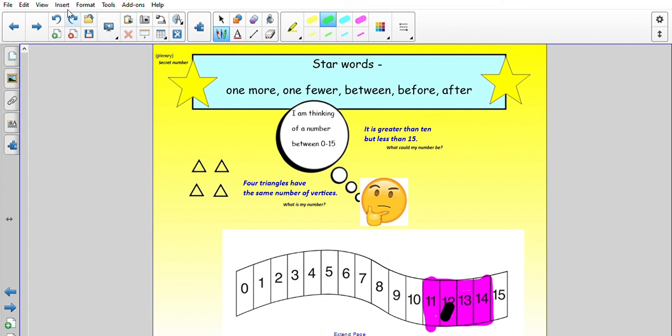We don't want that, do we? We can't see our number. Let's rub out these ones and do number 12. There we go. That's better. Now we can see it, can't we?